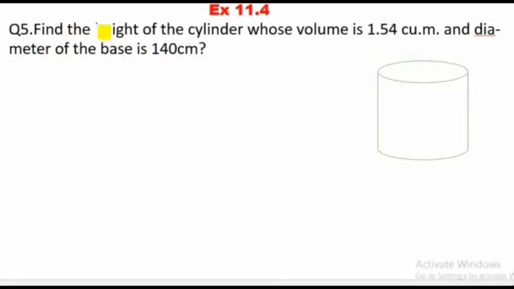Number 5, exercise 11.4. Find the height of the cylinder whose volume is 1.54 meter cube and the diameter of the base is 140 centimeter. So this diameter of the base is 140 centimeter. Volume of this cylinder is 1.54 meter cube.